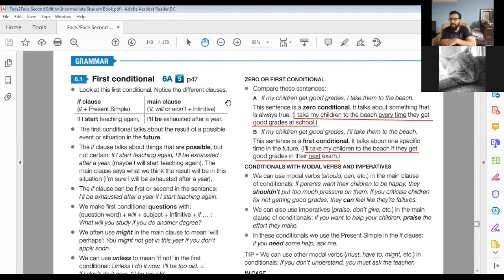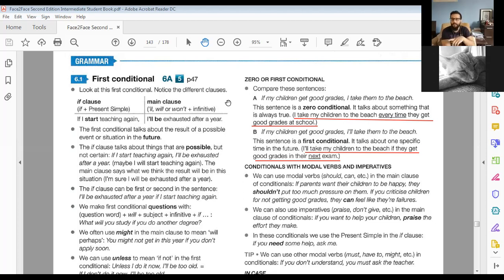So here, in example A, if my children get good grades, I take them to the beach. This is their routine. There's nothing new, nothing changed. This is how it always is. Get a good grade, go to the beach. We're not talking about one case. We're talking about this is our system. This is the system that is followed in this family. If you get a good grade, you get a chocolate. Every time. It's fixed. It's a fixed routine.